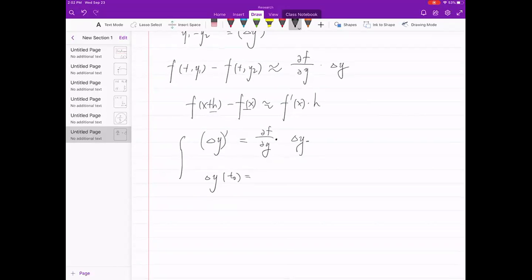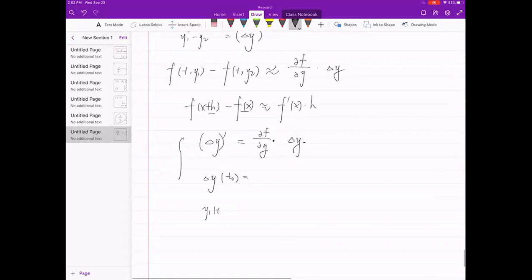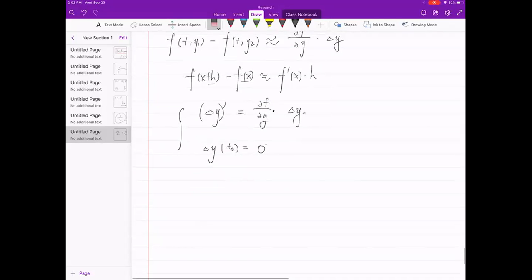Now here's the thing. You know that y1 solves the initial value problem, therefore y1 satisfies the initial value. Meanwhile, y2 also satisfies the initial value of the original initial value problem, right? Therefore, y1 minus y2 at t0 is just going to be zero, because they're the same at the beginning. So we have another initial value problem just for the difference between these two solutions. And how do you solve that? If this is a constant, it's so easy to solve.